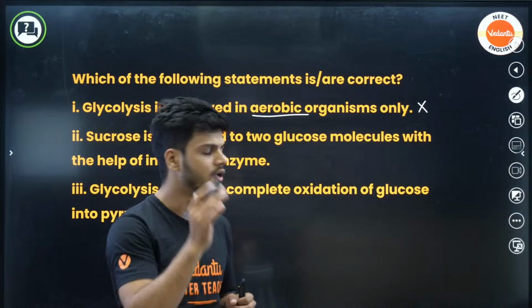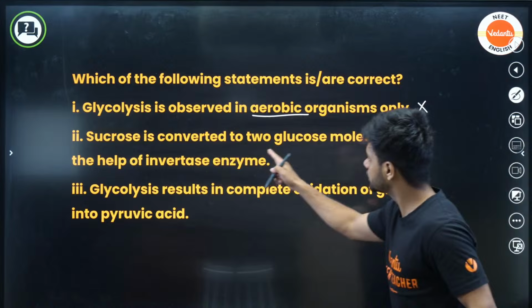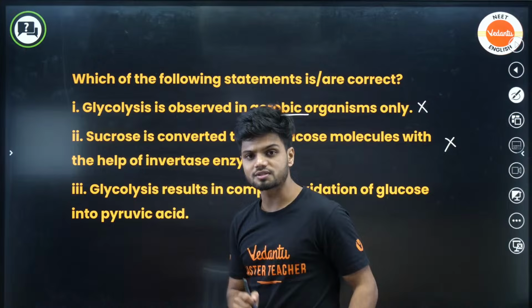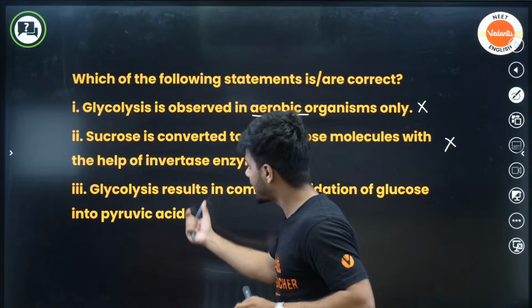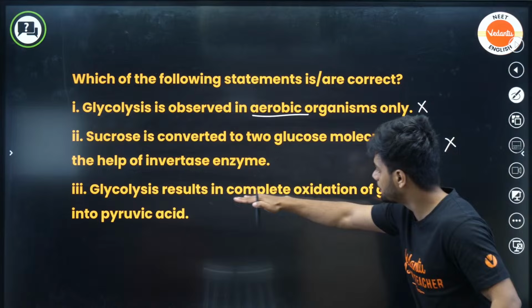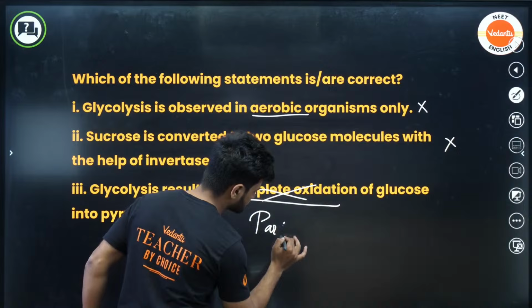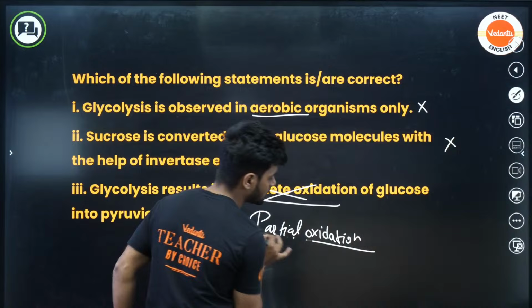Second statement says, sucrose is converted to 2 glucose molecules. Wrong, because we know sucrose is converted to glucose and fructose. The last statement says glycolysis results in the complete oxidation. No, sir. Glycolysis is partial oxidation. So this statement is also wrong.